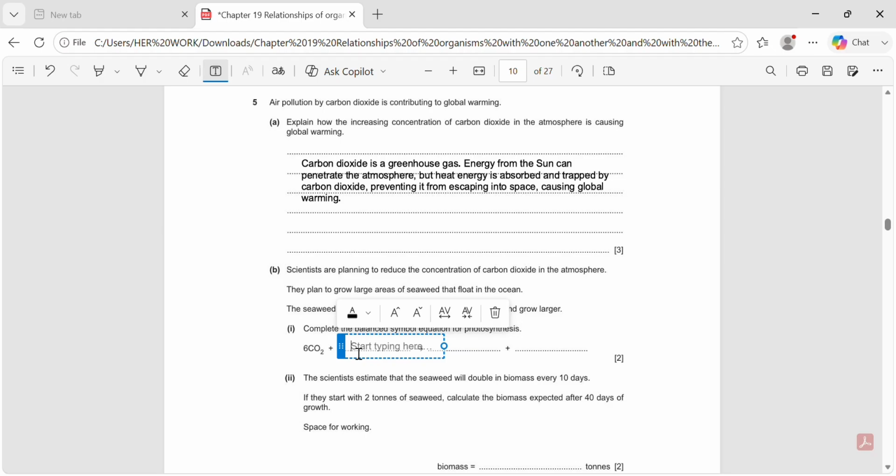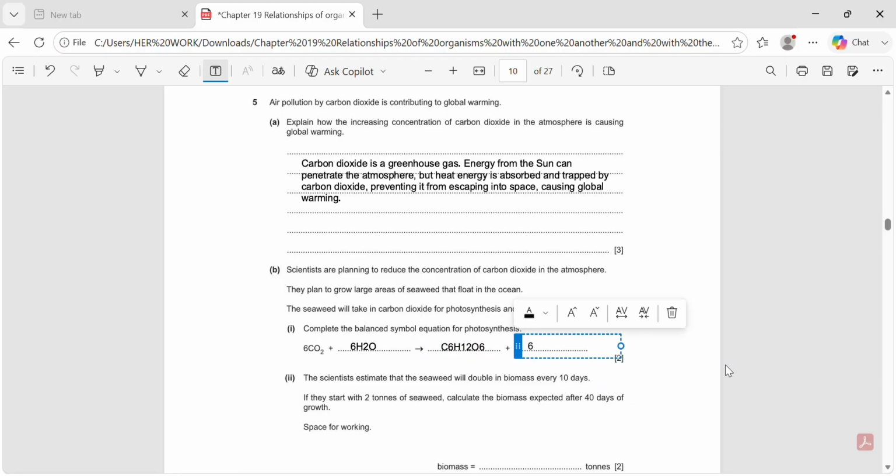This is a direct recall question, so we simply write 6CO2 plus 6H2O makes C6H12O6 plus 6O2. The next question then asks, the scientists estimate that the seaweed will double in biomass every 10 days. If they start with 2 tons of seaweed, calculate the biomass expected after 40 days of growth.